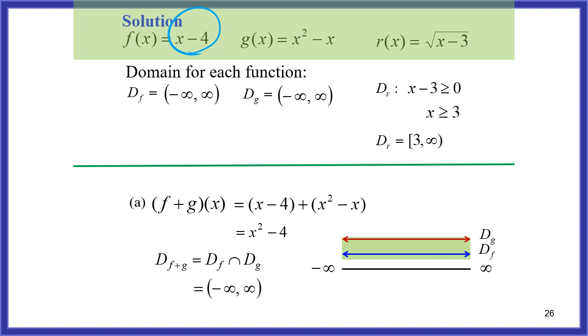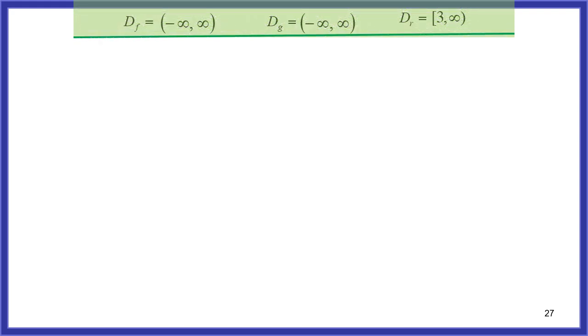Okay, so the next question is for the f minus r function. The f function is x minus 4 and the r function is the square root of x minus 3. So we subtract between these two functions. We cannot do anything more, so this is the result for the f minus r function.